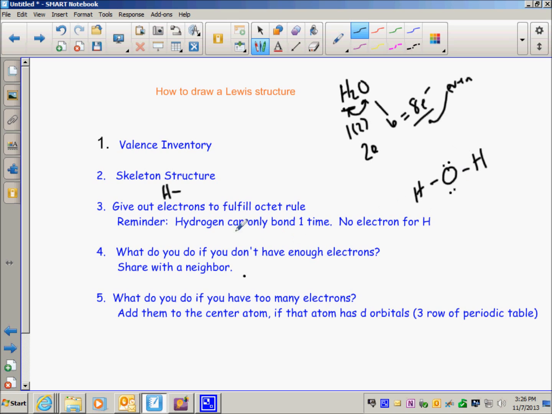Now, the last 2 parts of the instructions say, what do you do if you don't have enough electrons? Well, in that case, we'll deal with that on the next example. And then what do you do if you have too many electrons? And we'll deal with that in a different example as well. So at this point here, let's try a second example.